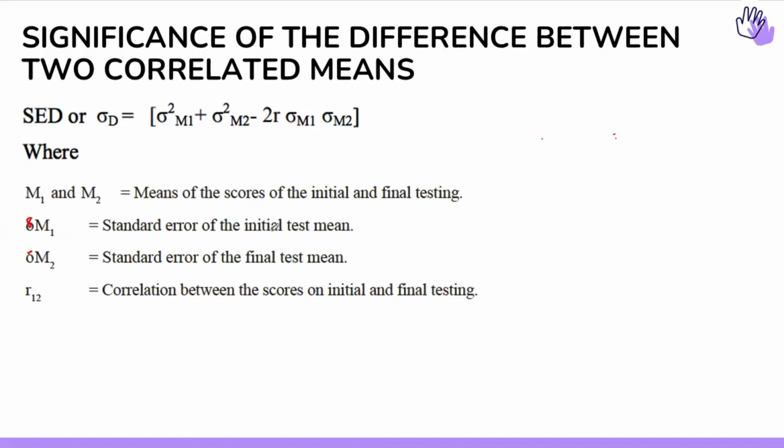Sigma M1 is the standard error of the initial test mean, and sigma M2 is the standard error of the final test mean. Okay, now suppose you want to calculate the standard error of the difference. So this is the standard error of difference, or sigma d. It is given by this formula. So you have to remember these formulas.